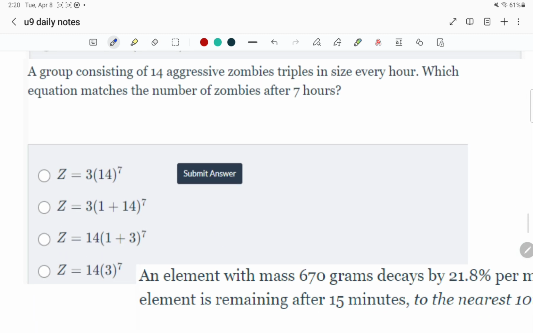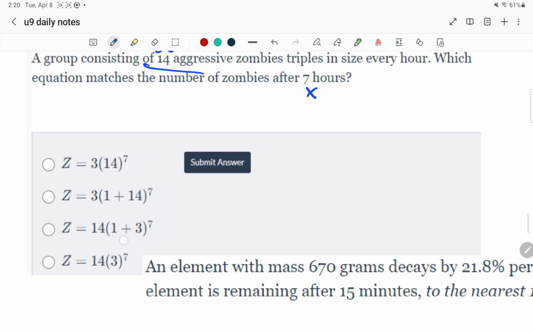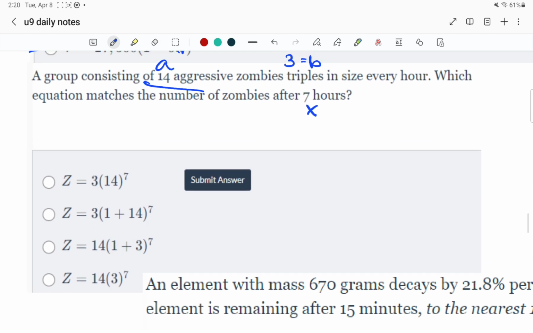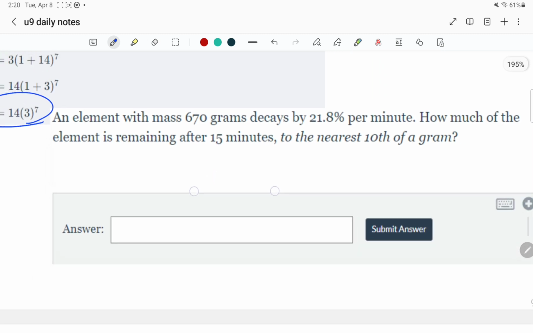A group consisting of 14 aggressive zombies triples in size every hour. Which equation matches the number of zombies after 7 hours? Well, 14 is my A, because that's where I'm starting, and it's tripling every hour. So tripling means 3, and that's going to be my B, and then 7 is my X. Take a second, figure out which one it is. Good job. It is going to be the 4th option.